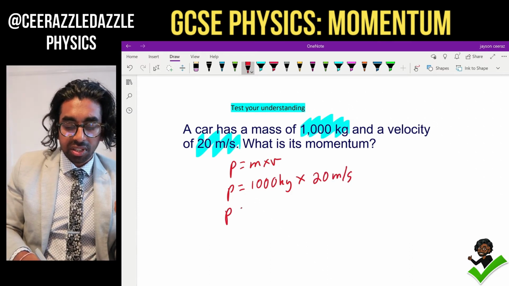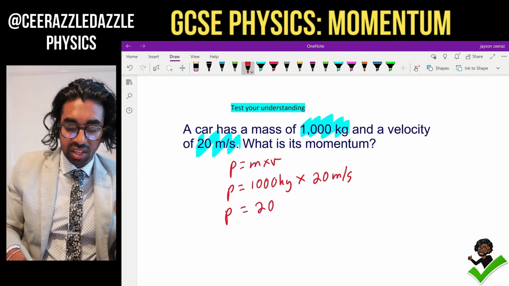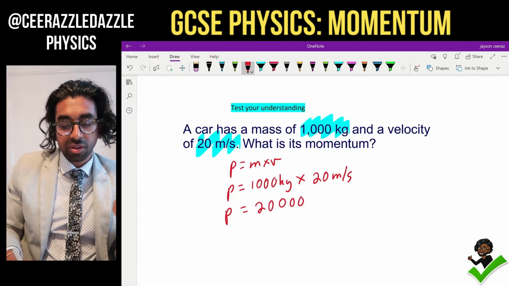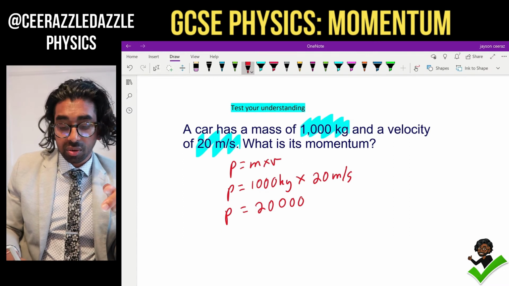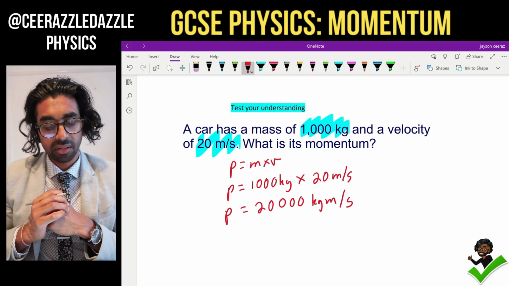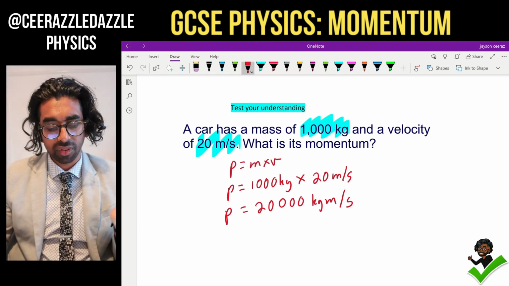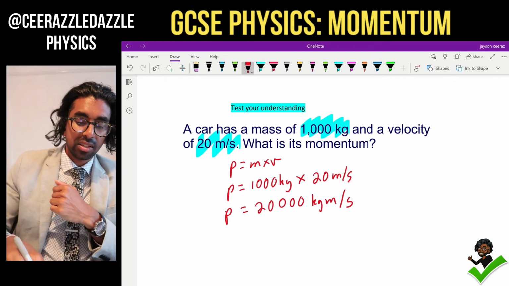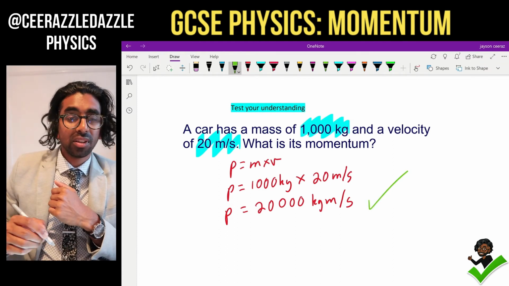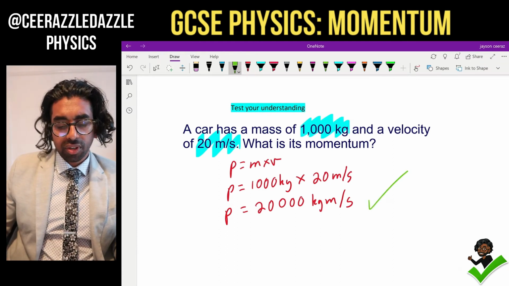So momentum is therefore going to be equal to 20,000, and no unit, no mark, so kilogram meters per second. Happy with that? Yeah, so 3 zeros and I've got 20 of them, 20,000. Easy stuff. Give myself a tick to feel good. Easy science. Right, scrolling down.